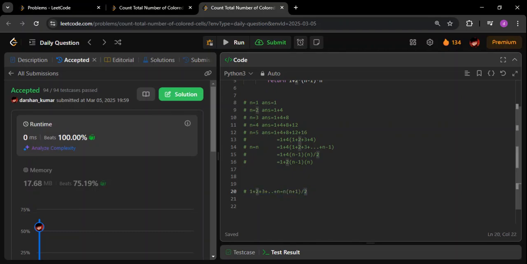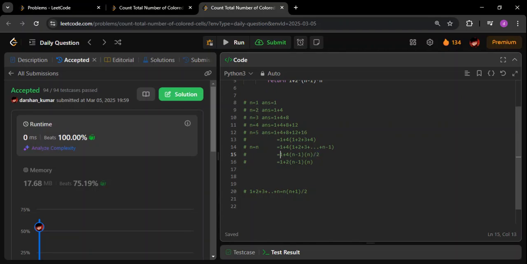If the last value is n, you write n into (n plus 1) by 2. In this case the last value is going to be n minus 1. So wherever n is present, just replace it with n minus 1. What you are going to get is 4 into (n minus 1) into n by 2. Wherever n is there, you replace it with n minus 1, so this becomes n minus 1, this becomes n, divided by 2.